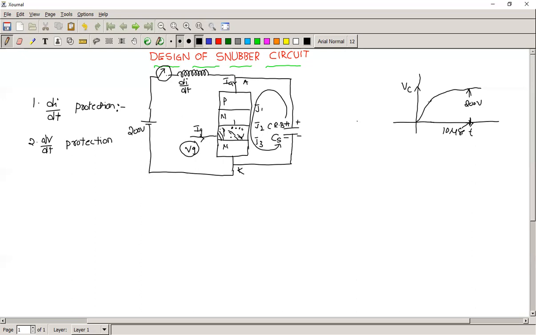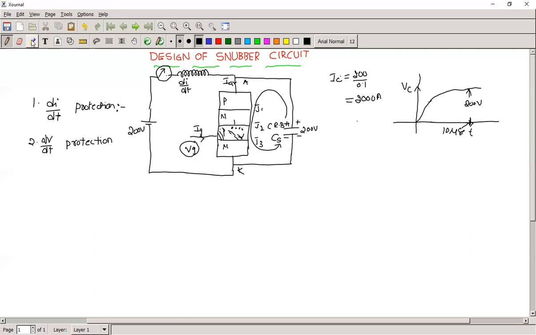But once the device is on, the internal resistance of the device is very, very small. We have already taken 200 volts, and suppose the internal resistance of the device is 0.1 ohm. Now the capacitor current equals this voltage divided by 0.1 ohm, which equals 2000 amperes of current passing through the SCR because of this discharging capacitor. If this high amount of current passes through the SCR, it will be damaged. To avoid that, we have to limit this current.